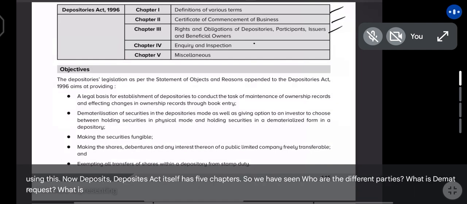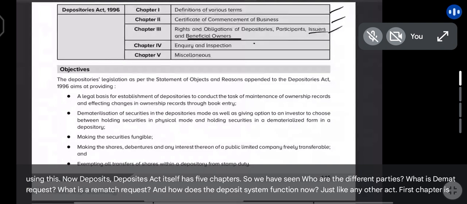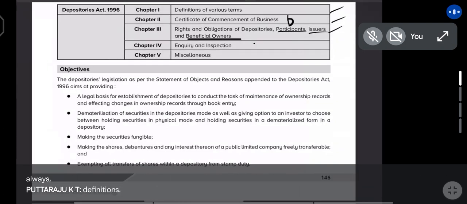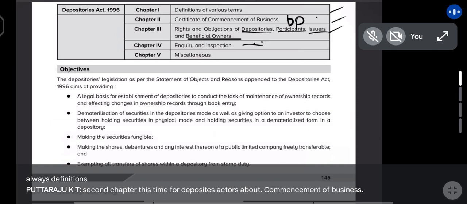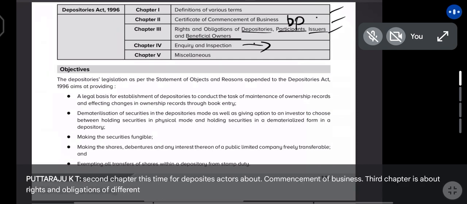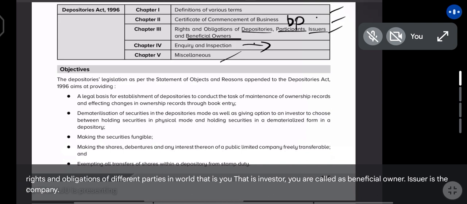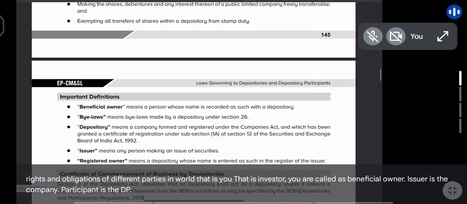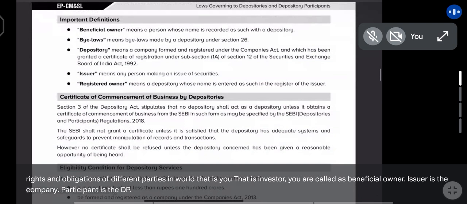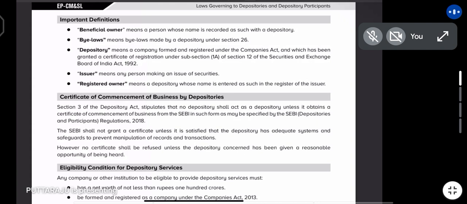That is you, the investor. You are called a beneficial owner. Issuer is the company. Participant is the DP. And depository is NSDL and CDSL. They can also conduct inquiry if you are found to be not compliant. SEBI also has the powers to conduct inquiry on the depositories, and then there is the miscellaneous chapter. The objective of the depository system obviously is to minimize paperwork, minimize stamp duty obligation, and minimize illegal transactions as much as they can.